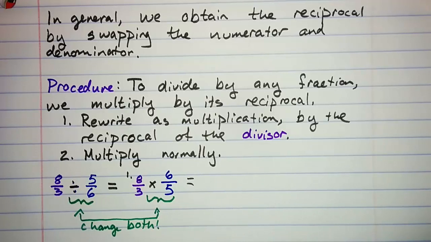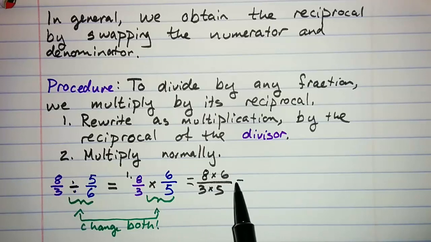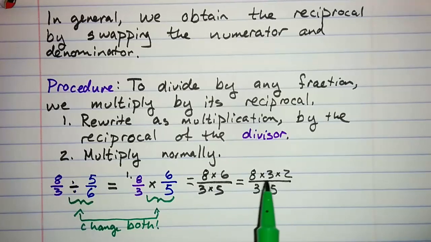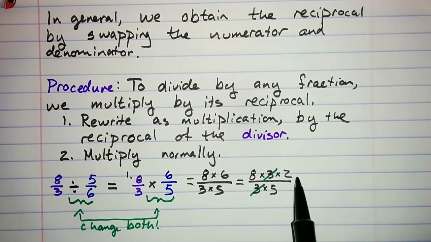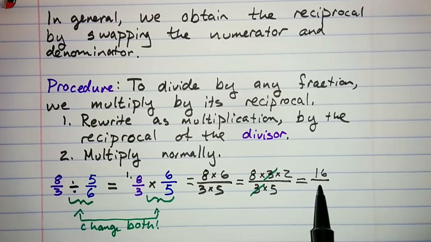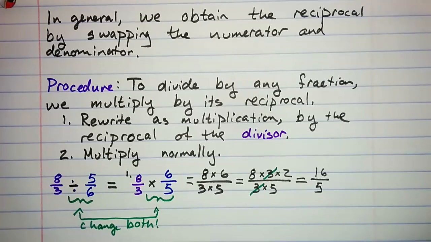And now we multiply normally. So I'll have 8 times 6 over 3 times 5. I notice that 3 and 6 have a common factor of 3. So I can cancel out that common 3. I'm left with 8 times 2 is 16. And all that remains in the denominator is 5. So 8/3 divided by 5/6 is 16/5.